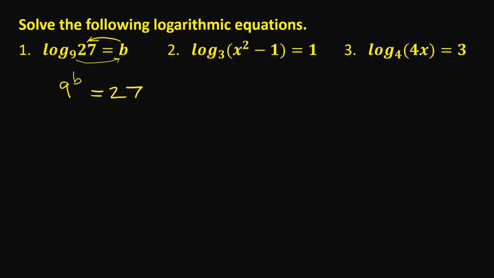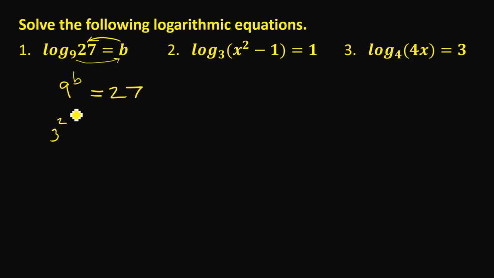It is now in exponential form, so here we're going to apply the rule in solving exponential equations. The rule is you're going to express both sides with the same base. Our base to be used is 3 because 3 squared is 9 and 3 cubed is 27. You cannot use 9 as a base because 9 squared is 81. So our base is 3.